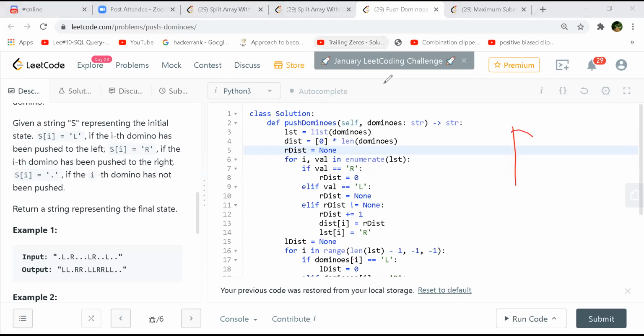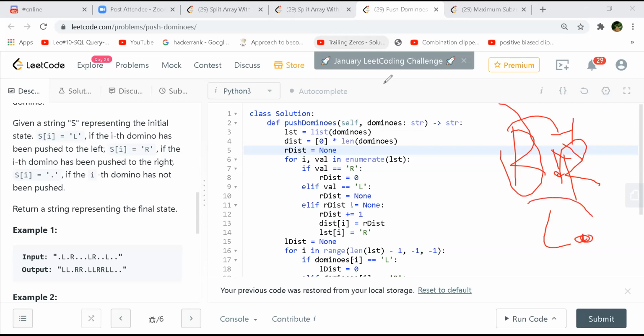Like if you have this R, right? Initially it was none, nothing is there, so I'm putting none. But when I see R, that means it will occupy this place. And in that place, now if it is L, then if there is a dot on the right side, it will never occupy this. It will always fall on this side, right? So this will remain as none.